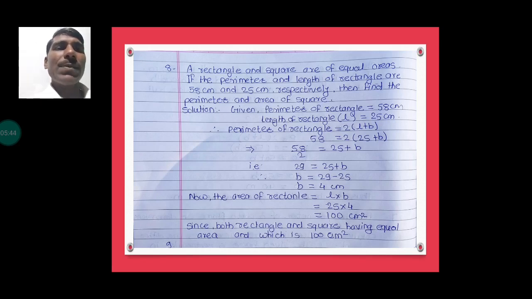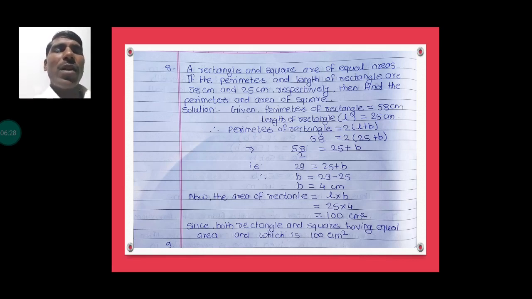What is the meaning of respectively? Respectively means if two things are given and their corresponding values are also given, the first value corresponds to the first quantity and the second value corresponds to the second quantity. So 85 is the perimeter and 25 is the length. That is the meaning of respectively that we have to understand from the given example. Then find the perimeter and area of the square.